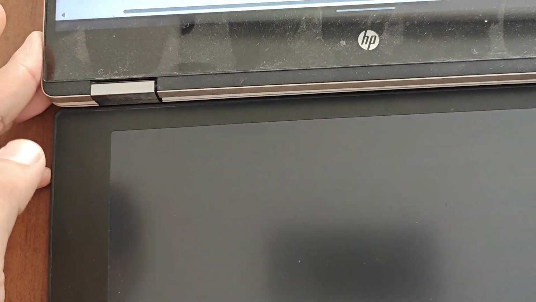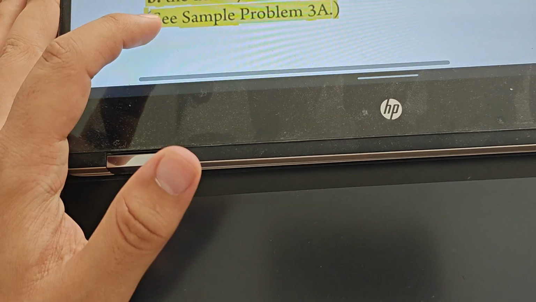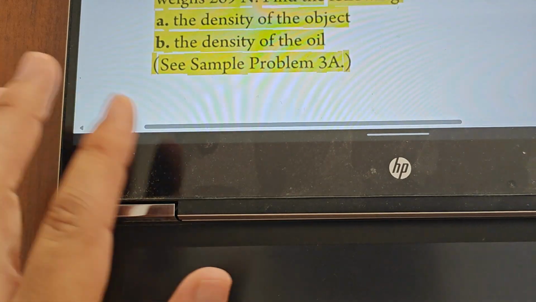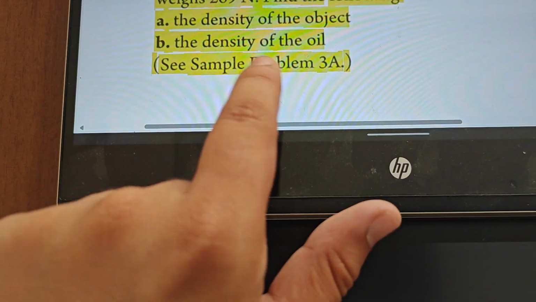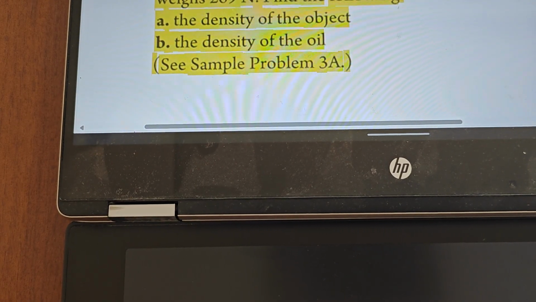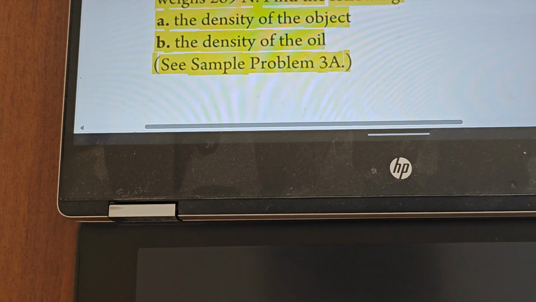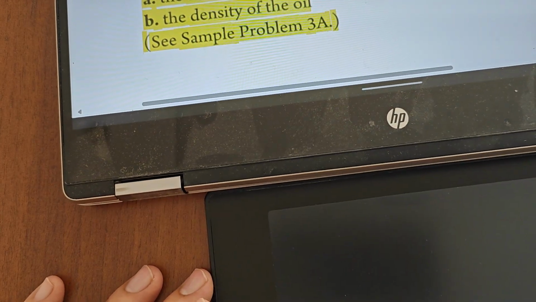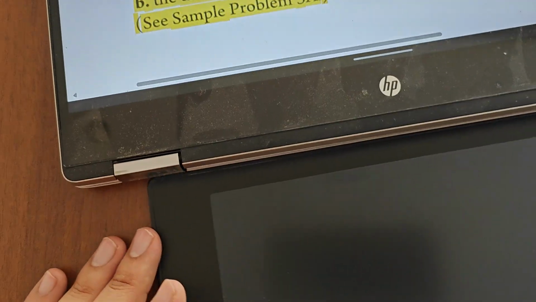Part B's question says find out the density of the oil. So here we have to know that the type of the liquid in part B is oil, not water. Don't make a mistake or mix it up with part A. Part B, find the density of the oil.